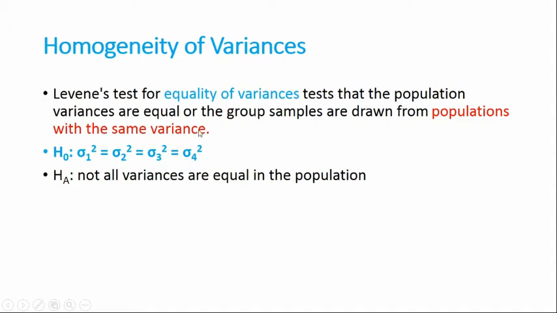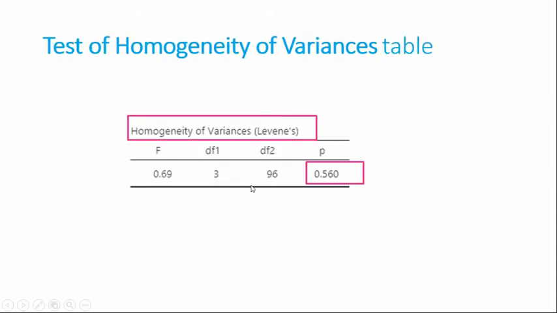Test that the population variances are equal, or that the four group samples are drawn from populations with the same variance. What is variance? Variance is the square of the standard deviation. In this case, our null hypothesis will be that the variance of group 1 is equal to the variance of group 2, is equal to the variance of group 3, and is equal to the variance of group 4. The alternate hypothesis will be that not all variances are equal in the population.